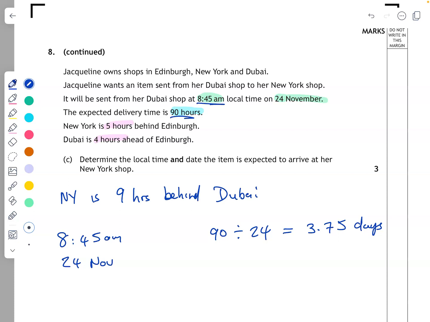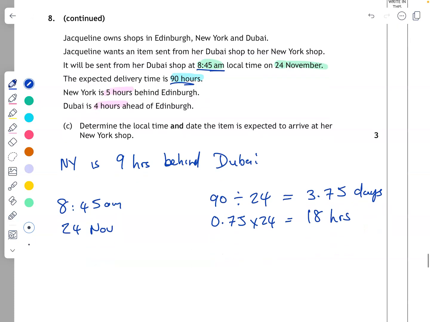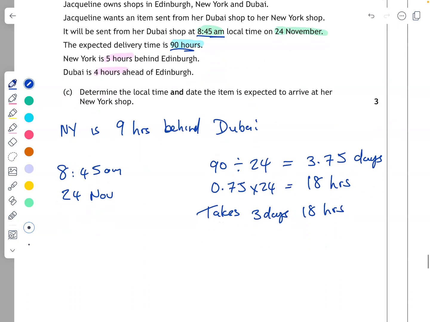Well, what is 0.75 of a day? How many hours is that? So 0.75 times 24 is going to give you 18 hours. So it takes 3 days and 18 hours. So what we're going to do is add 3 days, 18 hours onto 24th November, 8:45.